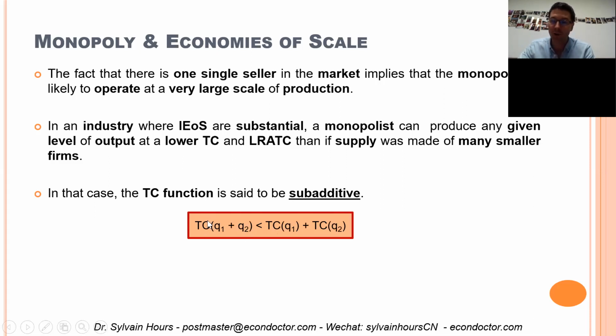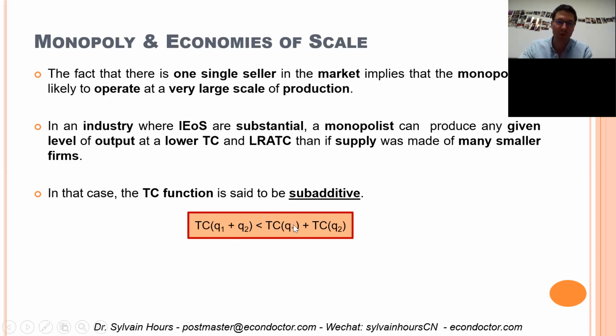So this is a function, right? TC, it's not a product, it's a function. So TC is the total cost function, and Q1 plus Q2 is the total output. So the total cost of producing the total output is smaller than a situation in which you would have two firms, each of them producing, let's say, half.